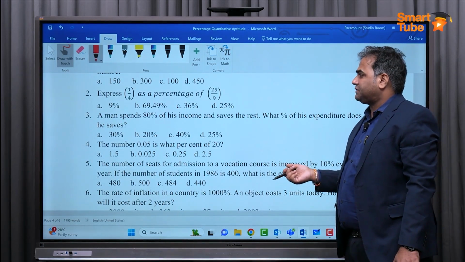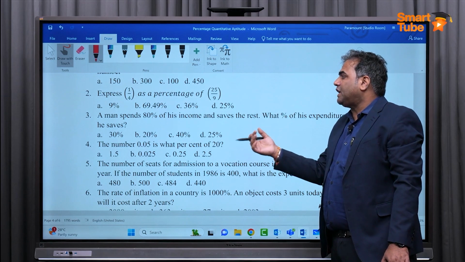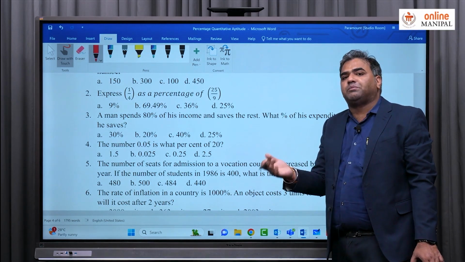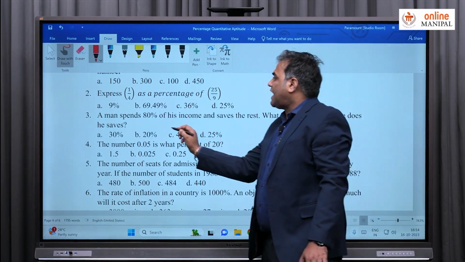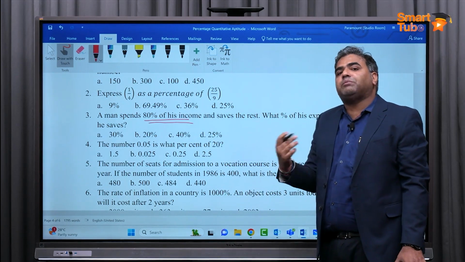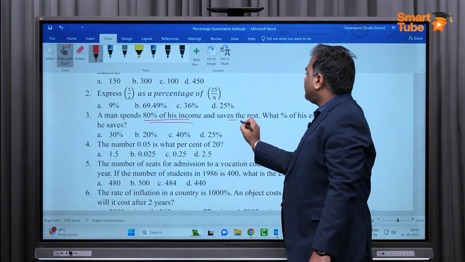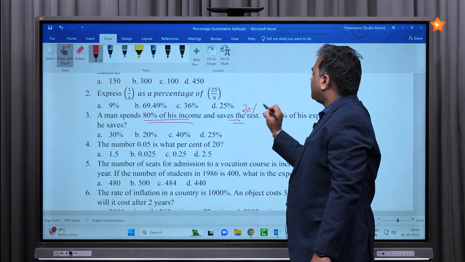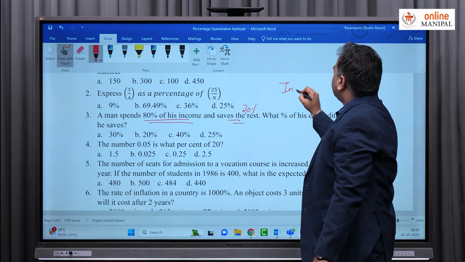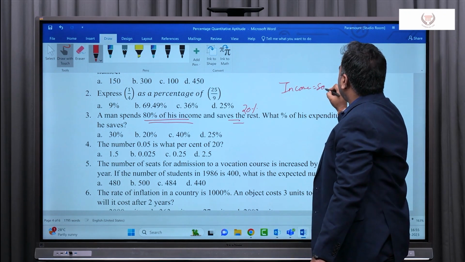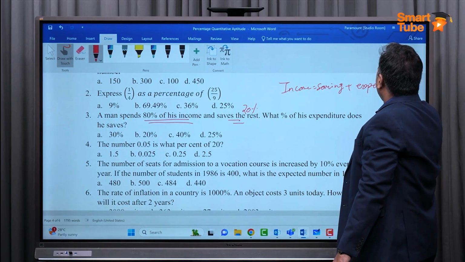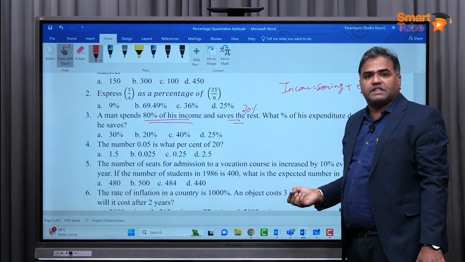Question number 3 is, a man spent 80% of his income. So I'm assuming the income of this person is 100%. Okay, so he has spent 80% of his income. So how much will he save? He will save 20% of the income. Anyone have any doubt? So I hope everyone understands this fact, that income is equal to saving plus expenses.